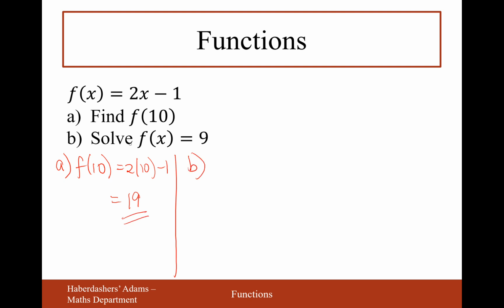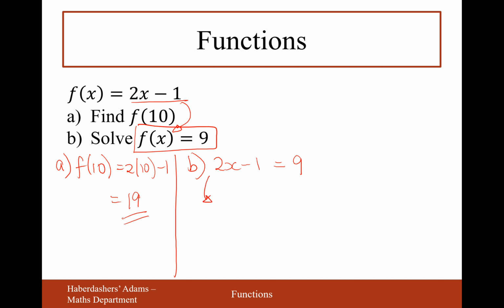Now part B is a solve question. We need to solve an equation. When it says find, it just means find. We have to solve here. So we're going to set up our function 2x minus 1 to equal 9. What effectively I've done here is I've taken this thing here, but I've replaced the function with what the function actually is, 2x minus 1 in this case.